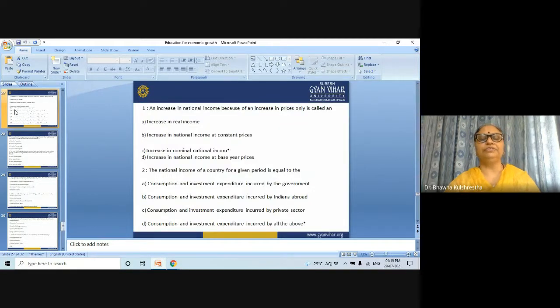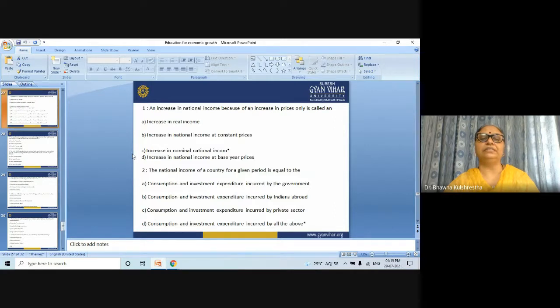First question: an increase in national income because of an increase in prices only is called an increase in real income, increase in national income at constant prices, increase in nominal national income, or increase in national income at base year prices. The answer to this question is increase in nominal national income.